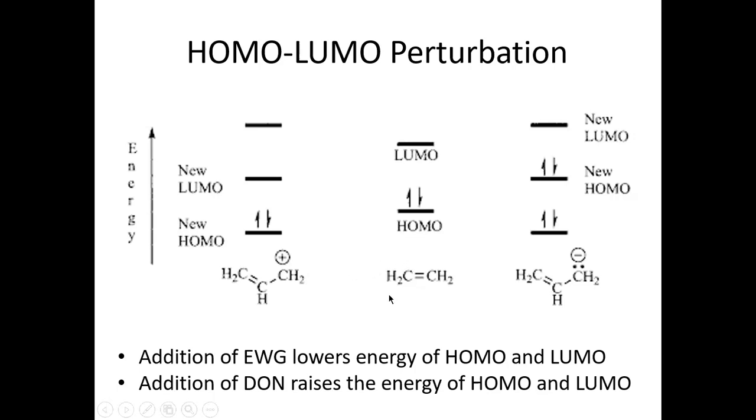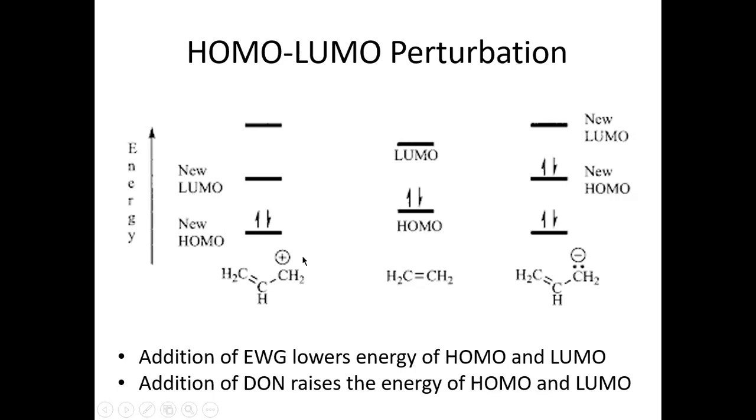Can you see that? If I have just a regular simple pi bond, you can see right here the HOMO is here and the LUMO is way up here. But the minute I add an electron withdrawing group, it drops the energy of the system. And in doing so, you drop the energy of the HOMO and the LUMO. So electron withdrawing groups or electron acceptors lower the energy of the HOMO and the LUMO. What that does is that makes this a better electrophile.